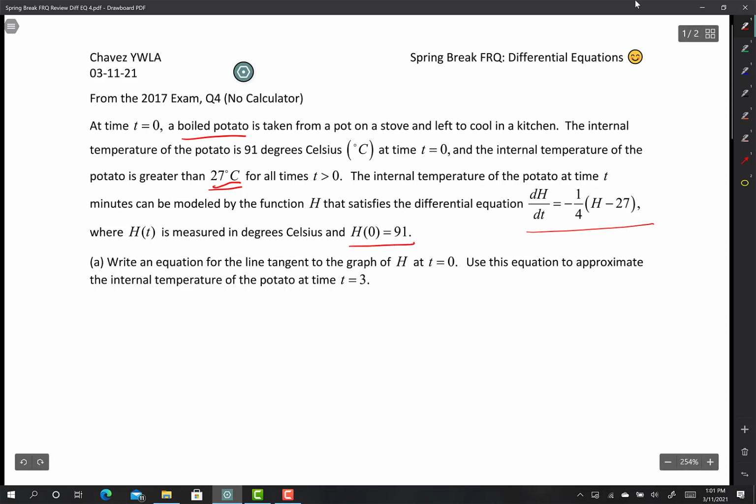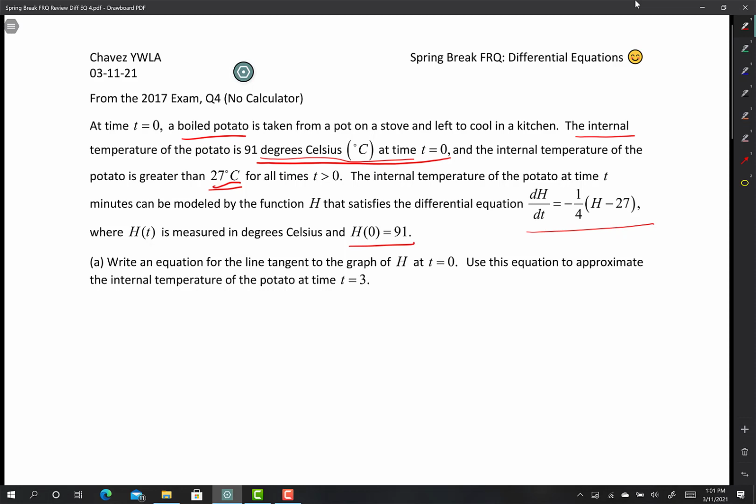And they gave us that right here. The internal temperature of the potato is 91 degrees Celsius at time t equals 0. Okay, letter A. Write an equation for the line tangent to the graph of h at t equals 0. Use this equation to approximate the internal temperature of the potato at time t equals 3.